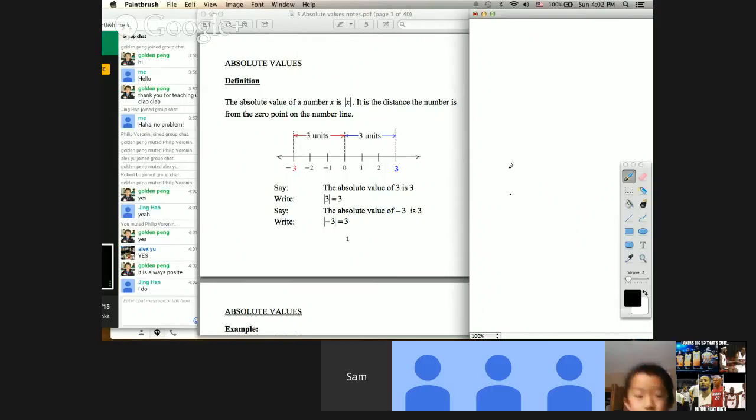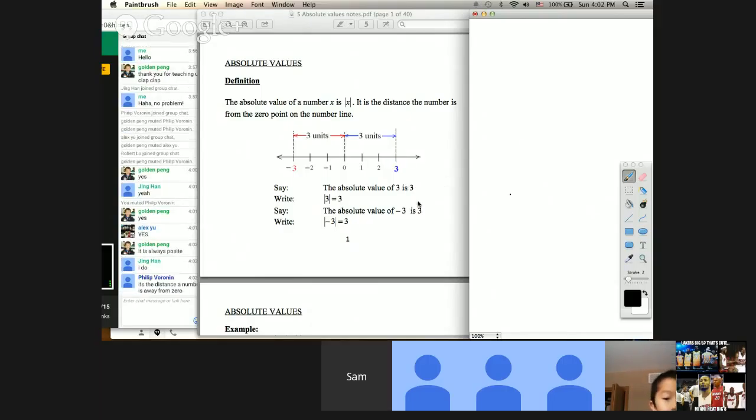Okay, so the main concept behind absolute value is that it's a distance. Distances can never be negative, right? Like you can't go negative 5 feet. You always have to go positive 5 feet. So it's the distance a number is away from zero. Like for -3, the distance from -3 to 0 is 3 units. So it's always going to be positive. That's one of the concepts, but it gets a lot harder from there.